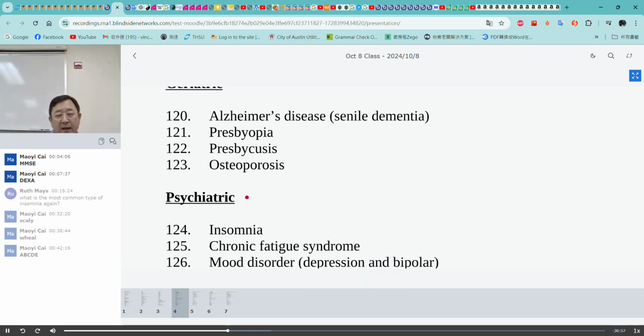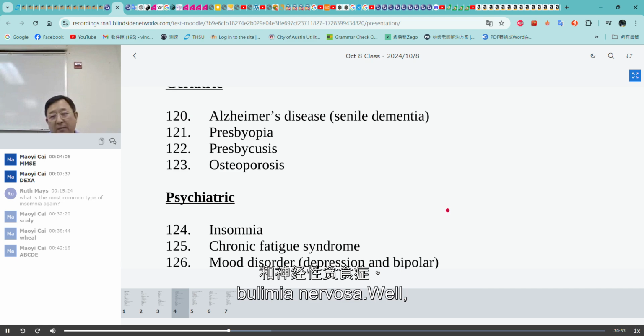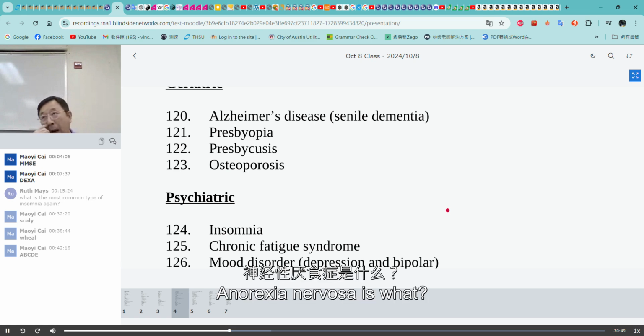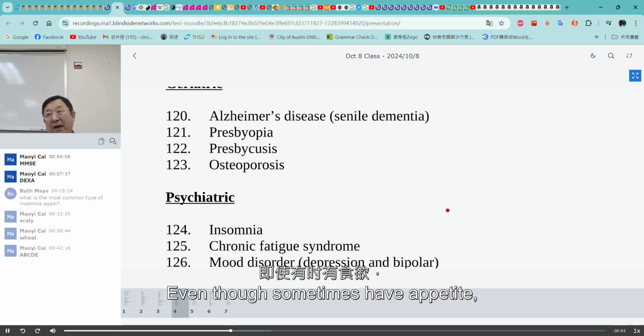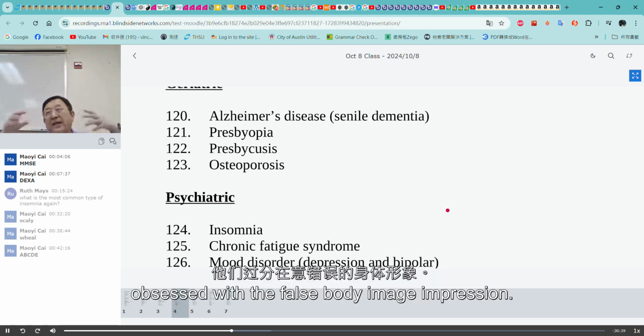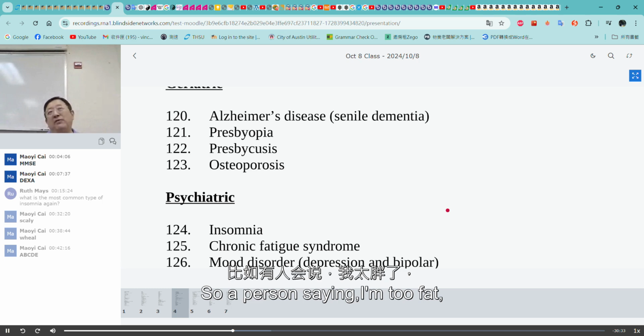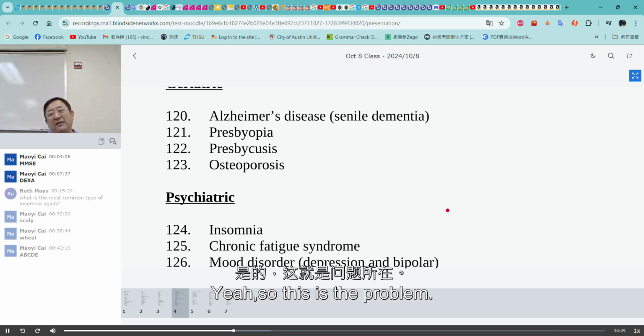Eating disorder. Yeah, eating disorder is anorexia nervosa, bulimia nervosa. Well, you just have to know the difference. Anorexia nervosa is what? Is refuse to eat. Seems just like no appetite. Even though sometimes have appetite, but just don't want to eat because mentally obsessed with a false body image impression. So a person is saying, I'm too fat, very skinny already, still saying too fat. Yeah, so this is the problem.